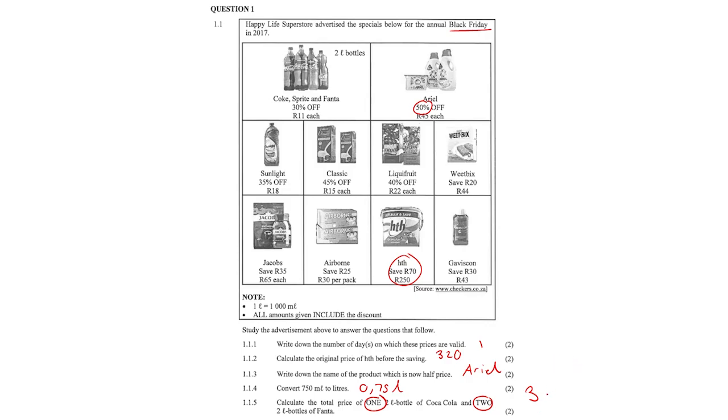And they're 11 Rand each, so that's just going to be 3 times 11, which is going to give us a grand total of 33. And that's the question.